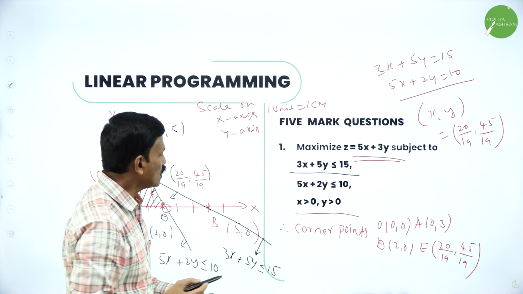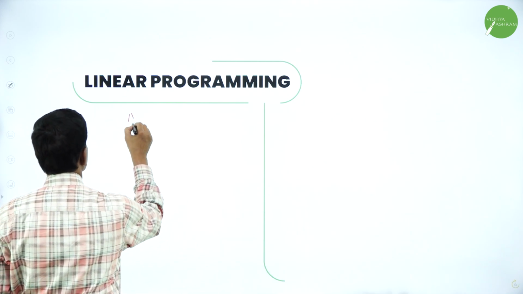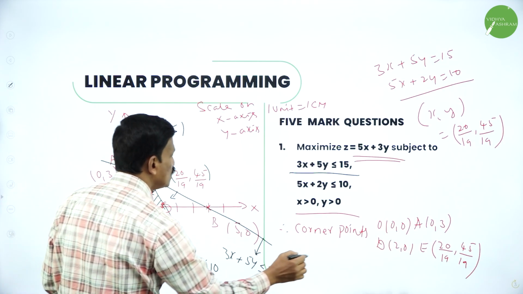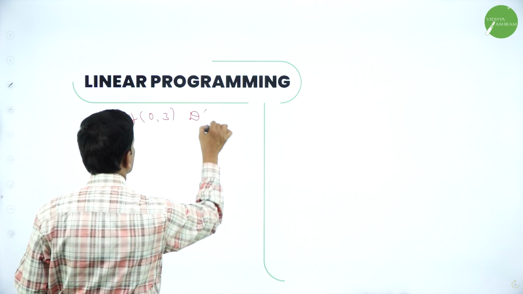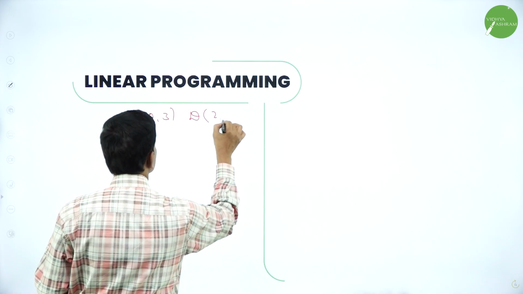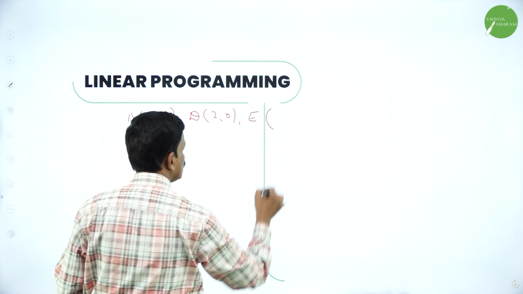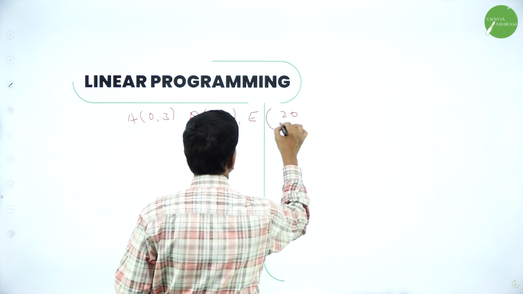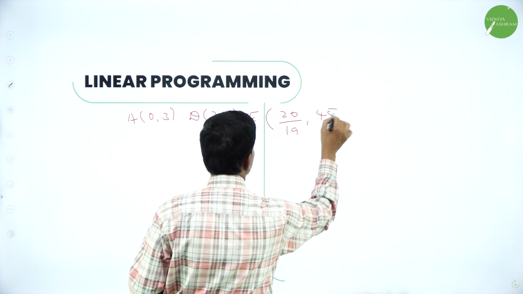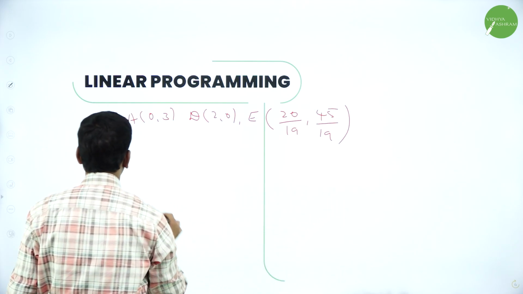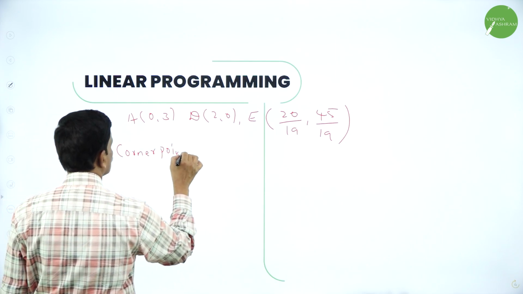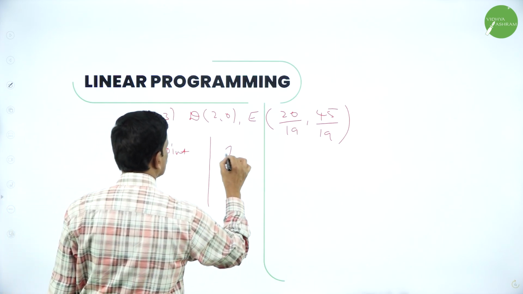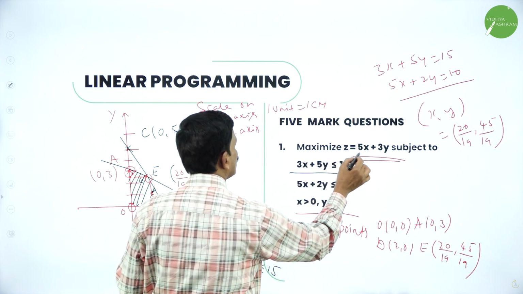Now, what are the corner points? Let us take A: A is (0, 3), D is (2, 0), and E is (20 by 19, 45 by 19). Now write down the corner points and the objective function z is equal to 5x plus 3y.